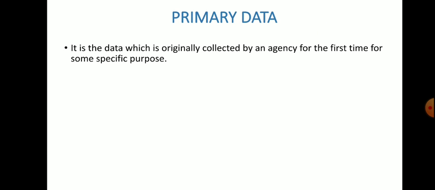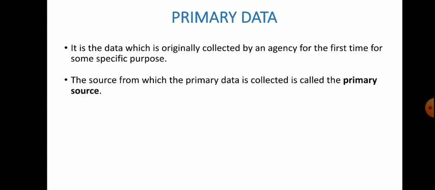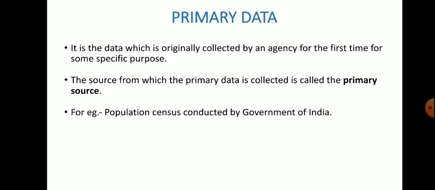Primary data is basically the data which is originally collected by an agency for the first time for some specific purpose. If an organization or a person is personally going to the field and collecting the data first hand, then it is known as primary data, and the source from where the data has been collected is known as the primary source. This is also known as first hand data. Later on I will show you, it has been written under this slide.